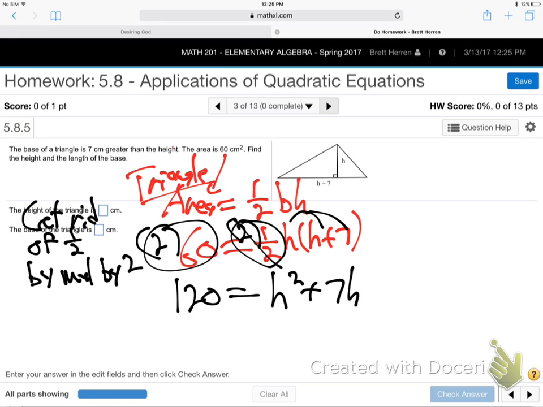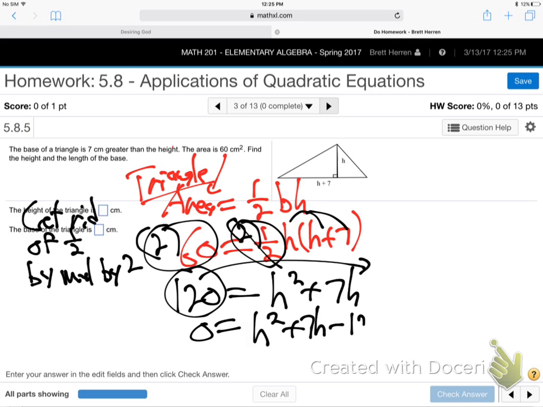What are we going to do? Get a 0. It's just got to be a knee-jerk reaction. When you see x squared or h squared, just get a 0. So grab that 120, jump it over. It'll be minus 120, right? Right, good.